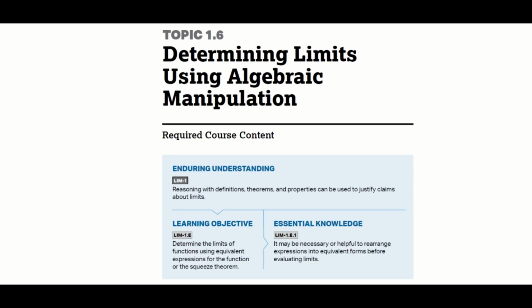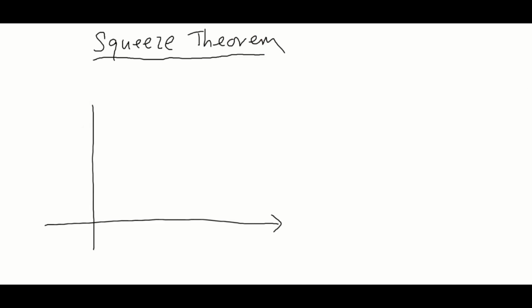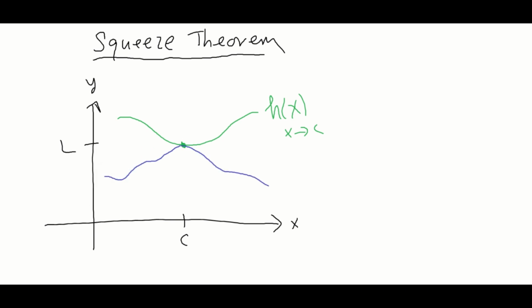In this lesson, we're going to wrap up AP Calculus topic 1.6 by discussing the squeeze theorem, also known as the sandwich theorem or the pinching theorem. In this squeeze theorem, say you have some function h of x, where as x approaches c, the function approaches some limit L. Let's say you have another function, we'll call that g of x, and for that function, as x approaches c, it also approaches the same limit.